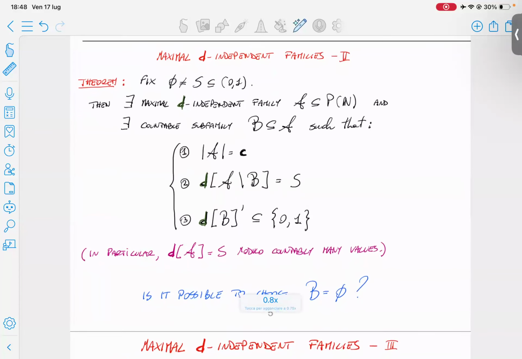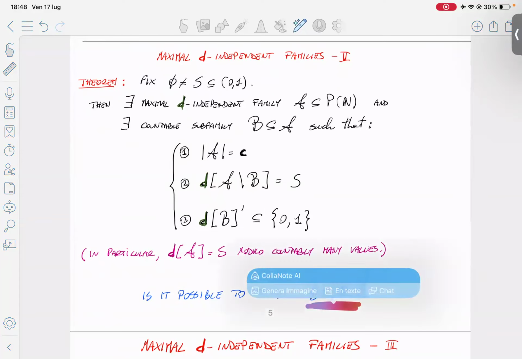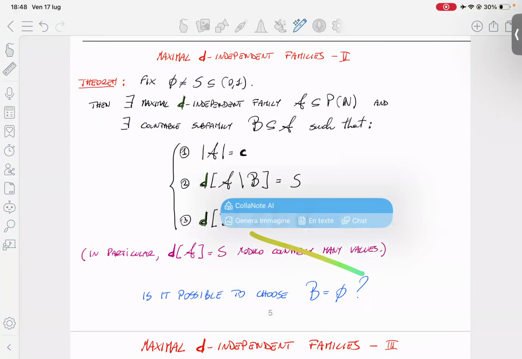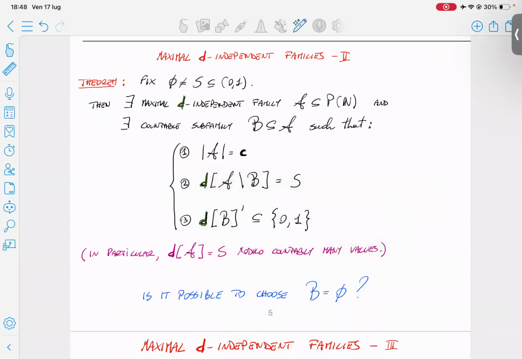But we would like to choose B equal to the empty set, so we would like to erase this modulo countably many values. Is it possible that for every S, we can find a maximal D-independent family where the range is exactly S?